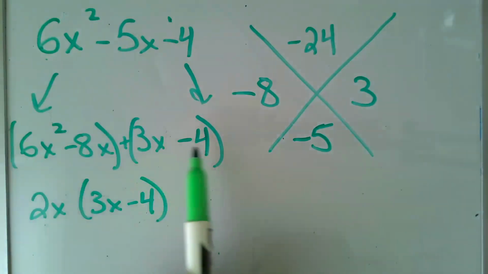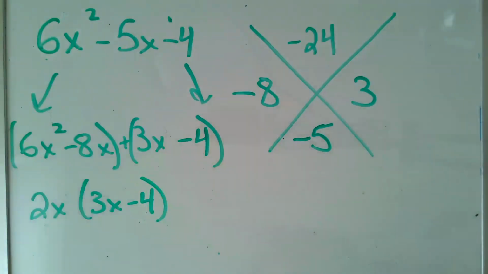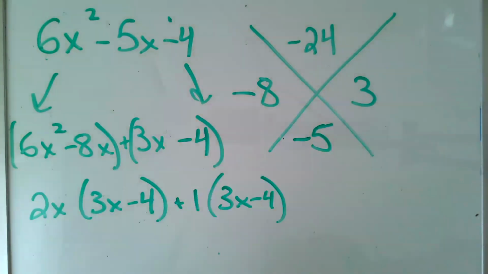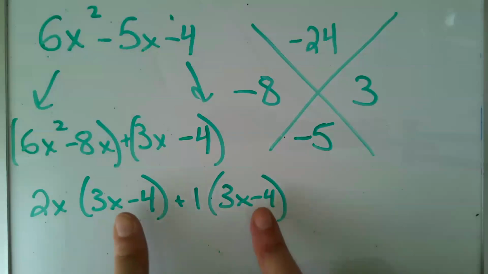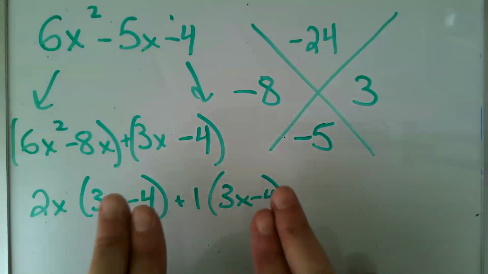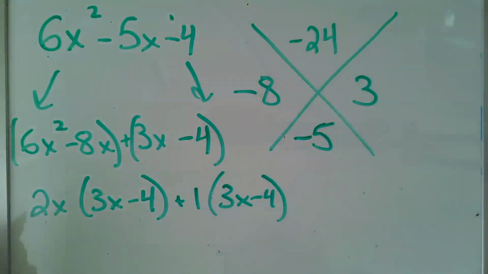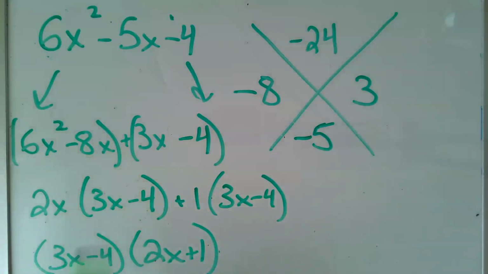And what is the greatest common factor of these two terms? 1. And now here's the gold. What's inside the parentheses should be the same. If it's not, either you didn't do it right or this isn't factorable into rational numbers. Jump straight to your quadratic formula. But because these are the same, our final step is we factor that out of both terms, which leaves me with a 2x plus 1, and that is my fully factored form using the X method.